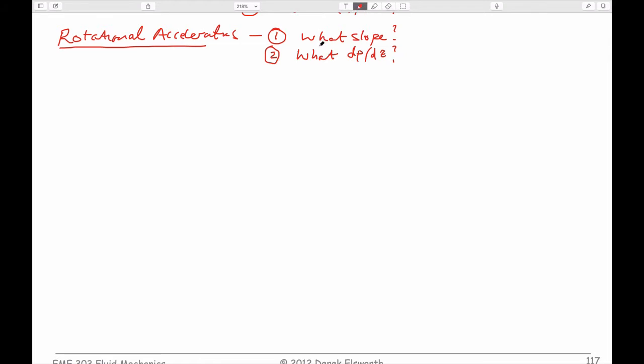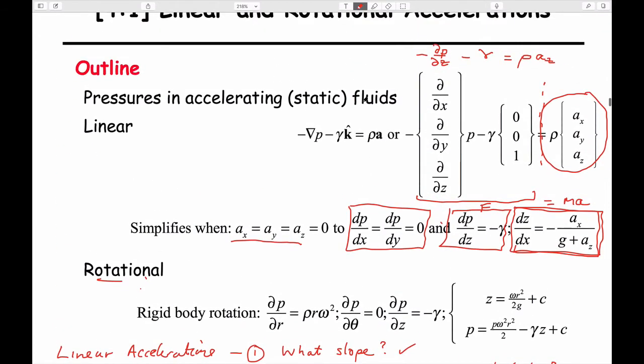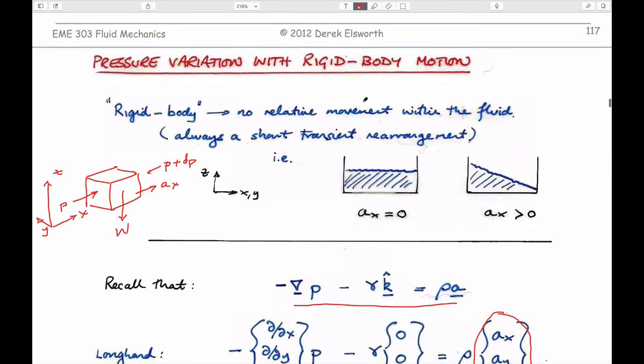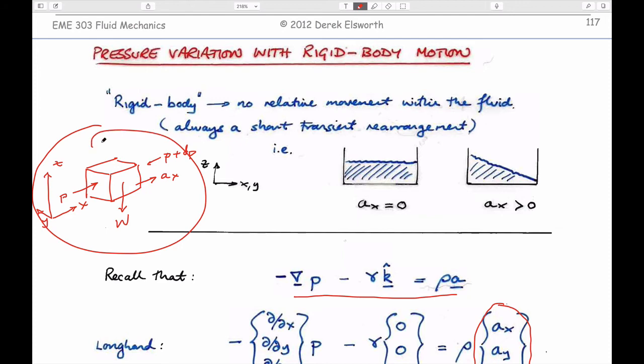If we remember what we did for the linear system, we had some equation which was basically minus the rate of change of pressure with z, minus unit weight, is equal to density times acceleration in the z direction. We said already before today that this is basically the sum of forces in the z direction equals mass times acceleration in the z direction. And we derived it, as you'll recall, from this basic idea. Don't need to go back to that.